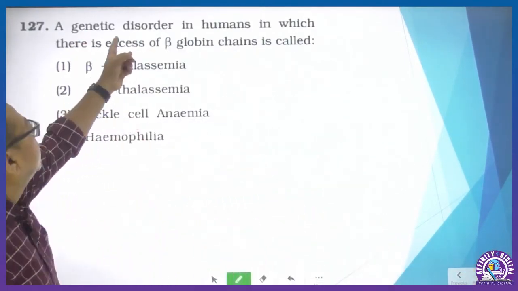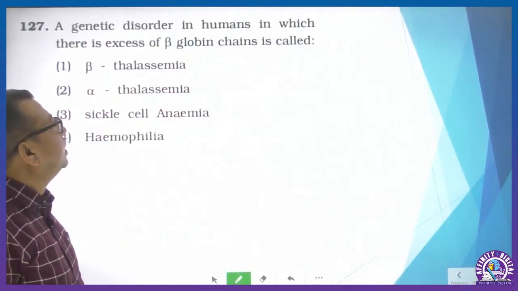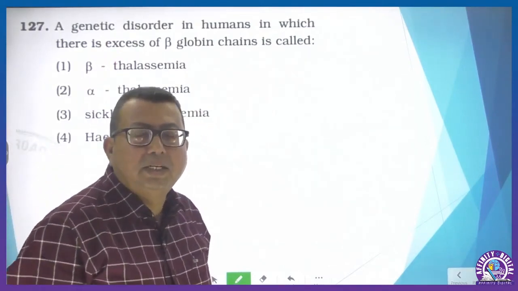Okay. A genetic disorder in humans in which there is an excess of beta globin chain. Okay, so the answer is thalassemia.